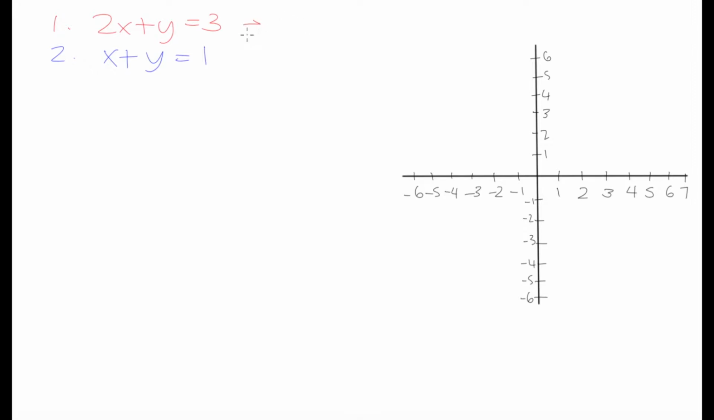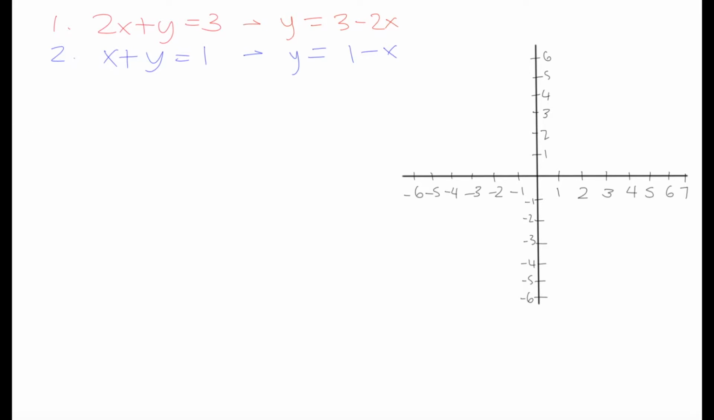So if we're starting out with this one, if we want to isolate for y, we have to move this 2x term to the other side. So this is going to become y is equal to 3 minus 2x. And that's because we had a plus 2x here, so if we move it to this side, it becomes minus 2x. Now let's do the same thing with this equation here. If we're isolating for y, we're going to move this plus x to this side, so it's going to become a minus x, and this is going to become y is equal to 1 minus x. So we have now put both of our equations in terms of y.